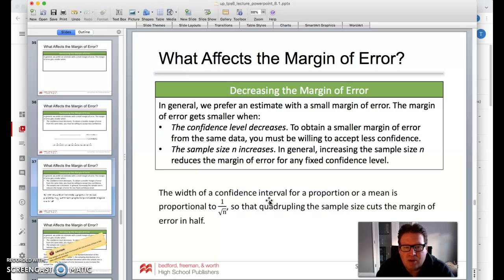All right, now the other part is to increase the sample size. And we've talked about that many times. The bigger the sample size, the more accurate we are. And so that does reduce our margin of error. And again, we talk about that proportion.